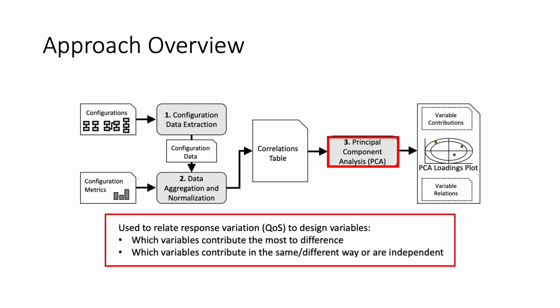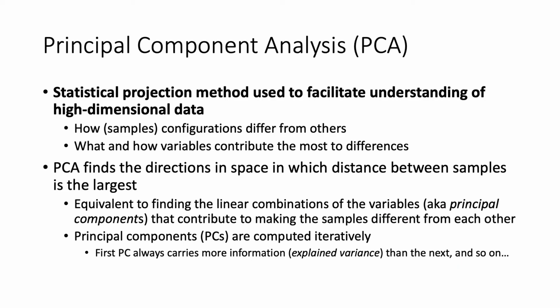Finally, PCA is employed to discover how architectural configurations differ and which variables contribute the most to that difference. Moreover, PCA enables us to discriminate whether variables contribute in the same way or in a different way, that is, whether they are positively or negatively correlated, or if instead they are independent from each other. This enables architects to relate response variation, such as QoS metrics and other quantitative properties, to design variables.